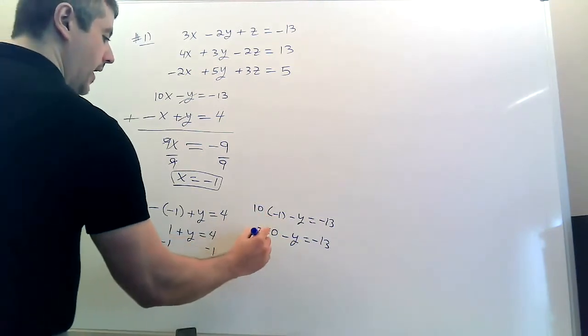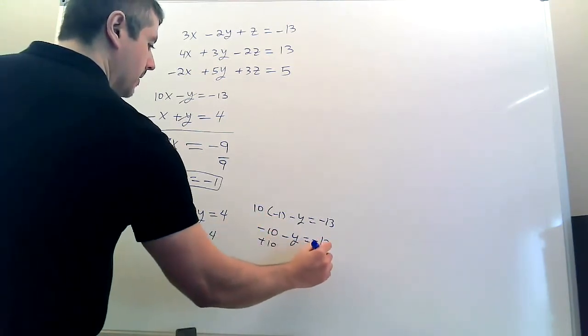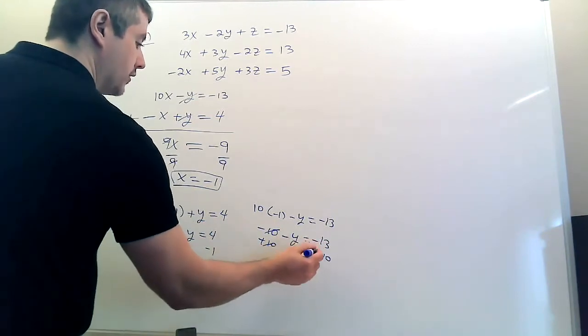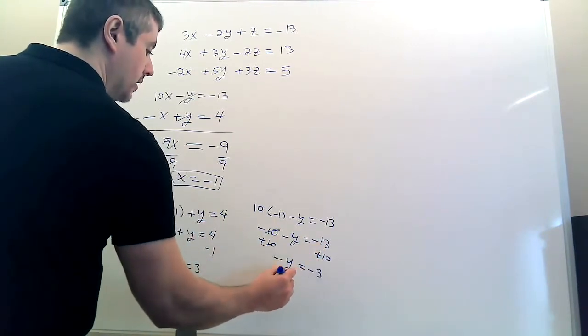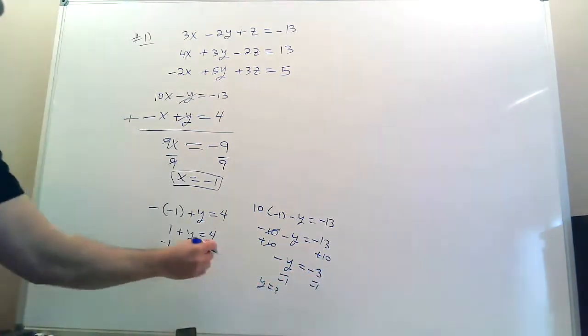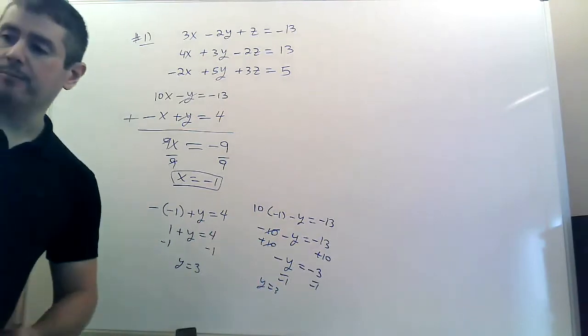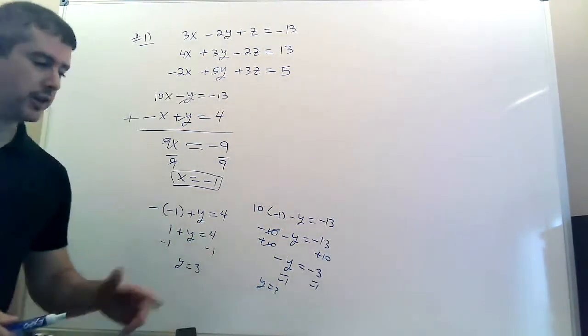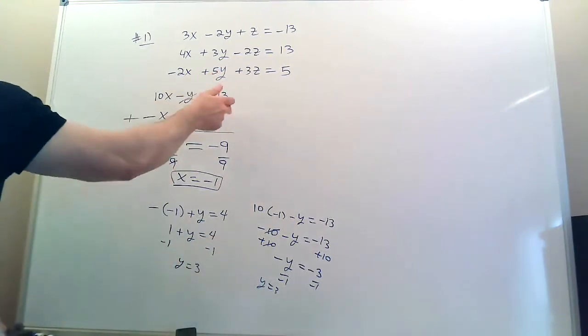Multiply by negative 1. Now add the 10. Right? Cross those out. You get negative y equals, now negative 13 plus 10 is negative 3. Divide both sides by negative 1 and you get y equals 3. Yay! No matter which one you pick, you have to get the correct number. You don't have to get the correct number. I'm saying you're going to get the same number whether you pick the top or the bottom.